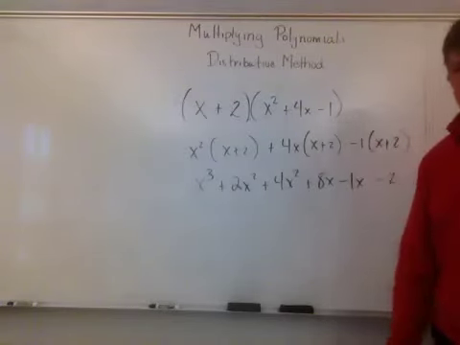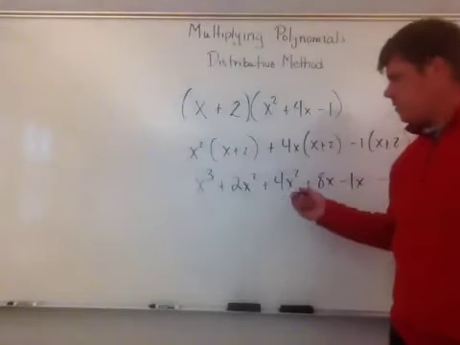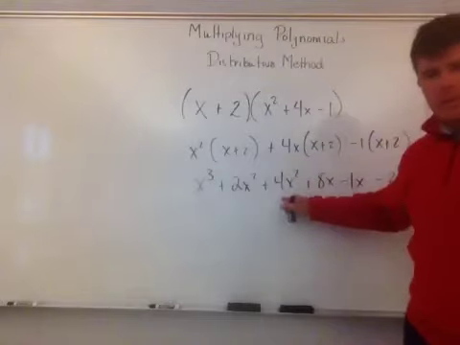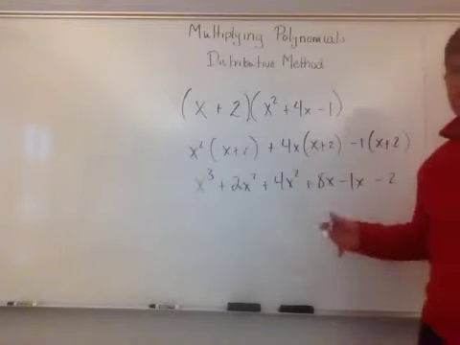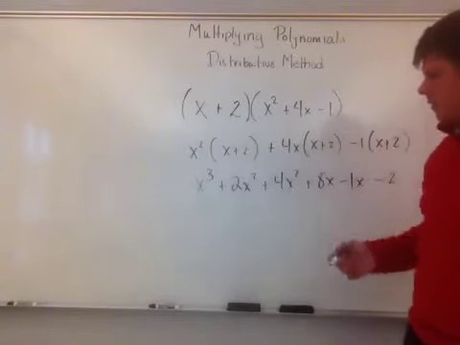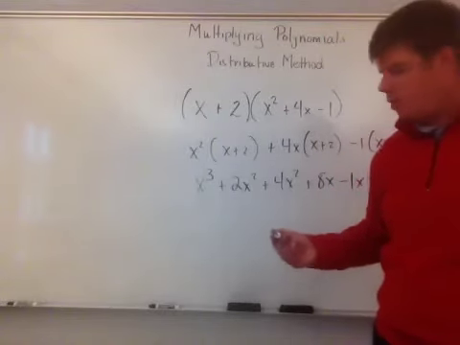So again, the nice thing about using this distributive method is that my like terms, as you see here, are going to be basically right next to each other, and that works out nice for this one. Like I said, it won't always be like that, but it works out nicely for this one. So I'm just going to combine my like terms to finish this problem off.